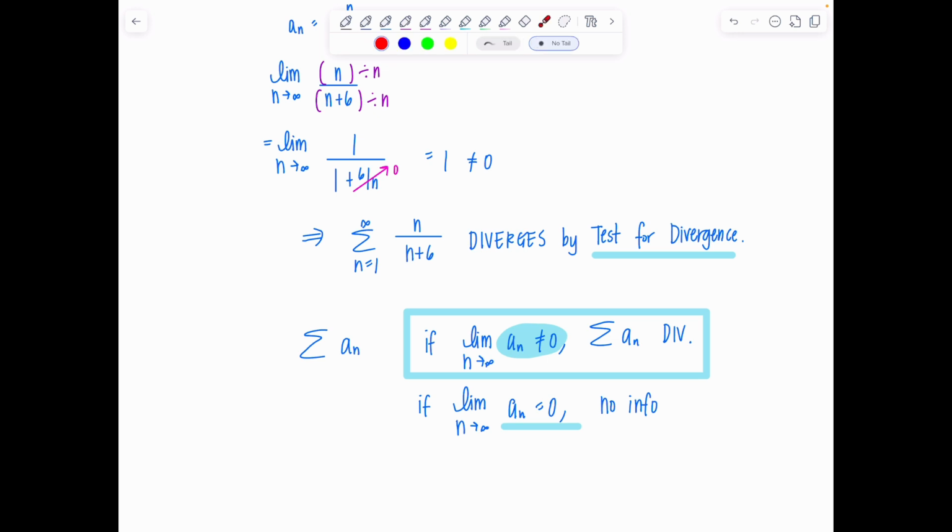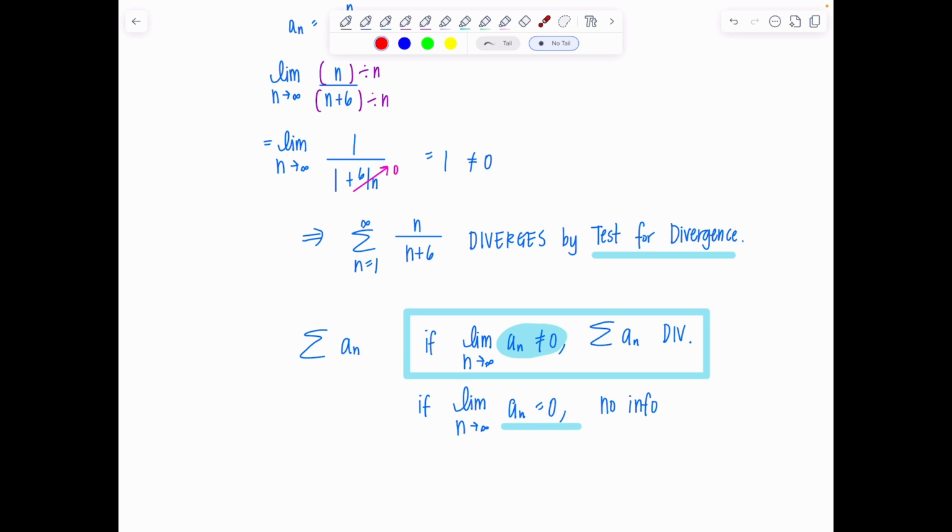Just because the terms go to 0 does not mean anything. It doesn't mean your series converges. It could diverge or it could converge. We don't know. Pick a different test. Just remember, this is called the test for divergence. It can only tell you about divergence, and that happens if the terms don't go to 0.